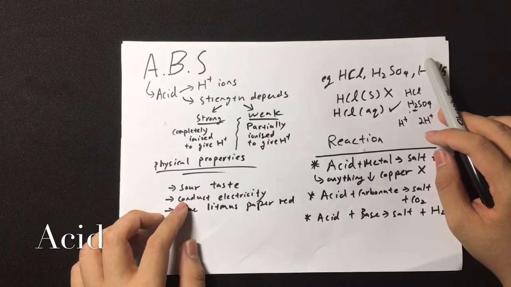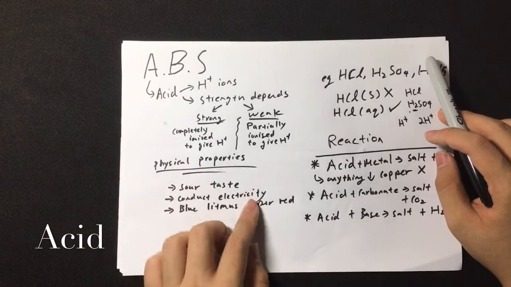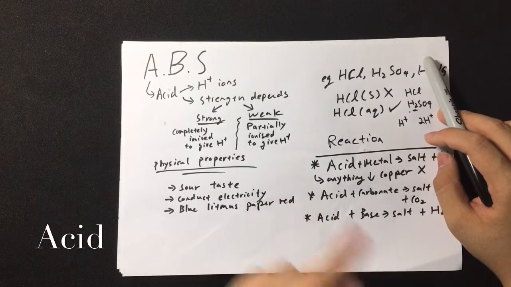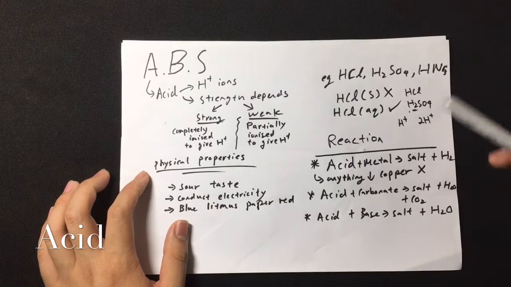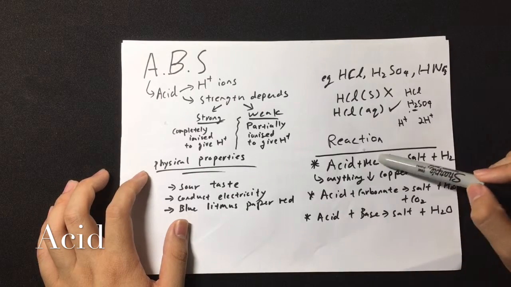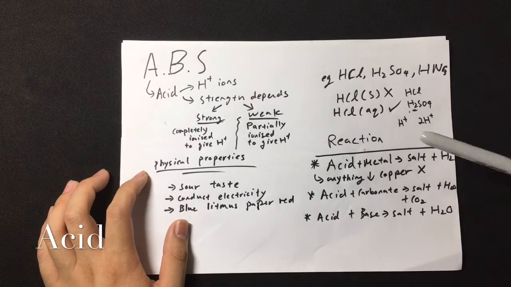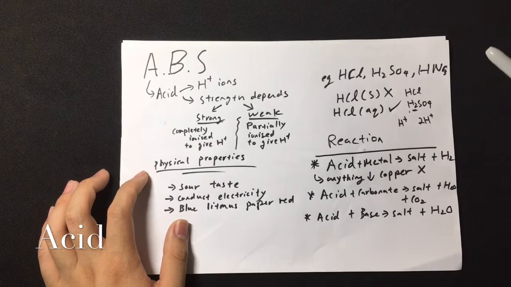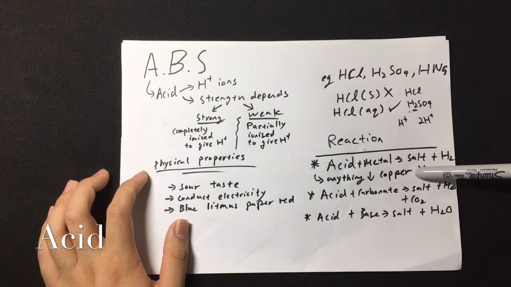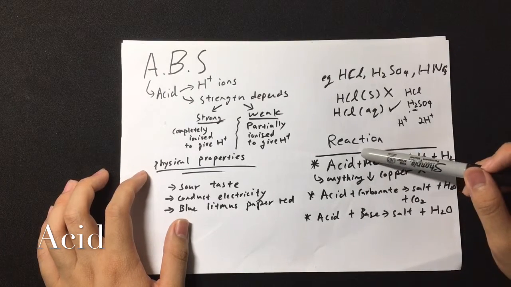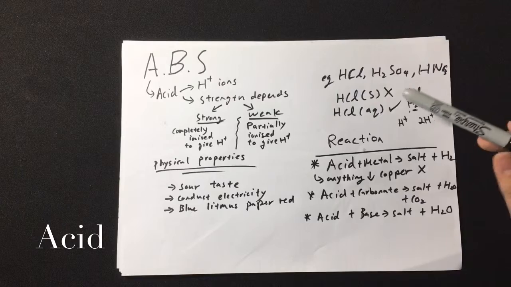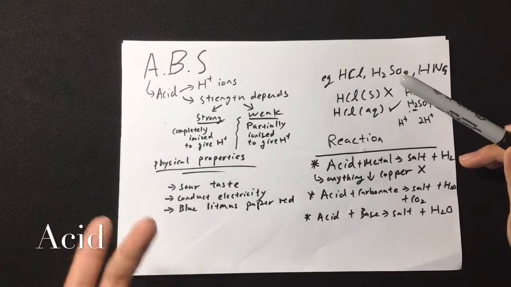Some of its physical properties are sour taste, conducts electricity because there are mobile ions, and it turns blue litmus paper red. And the next part, which is also very important, is the reactions that it will undergo. You must know these three reactions by heart at your fingertips. Acid will react with metal to give salt and hydrogen gas, which is explosive. That's why when you put sodium into HCl, it's very explosive. Any metal below copper in the reactivity series will not react with HCl because they are very unreactive. So copper does not react with acid. Silver does not react with acid because they are very unreactive.